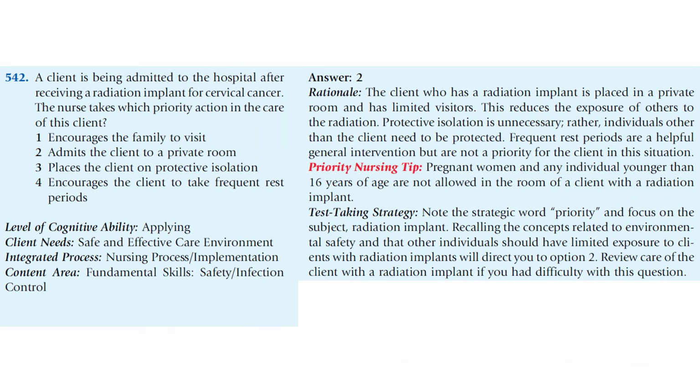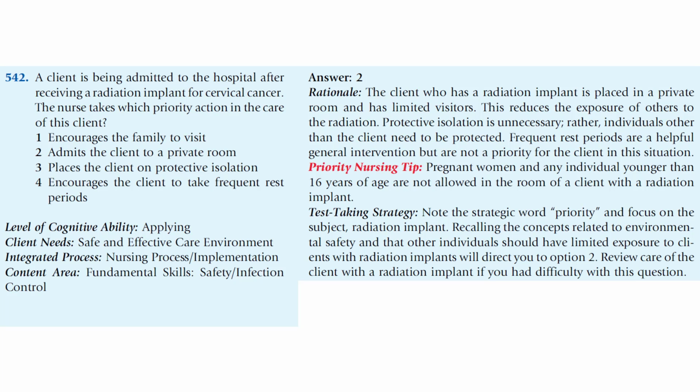542. A client is being admitted to the hospital after receiving a radiation implant for cervical cancer. The nurse takes which priority action in the care of this client? 1. Encourages the family to visit. 2. Admits the client to a private room. 3. Places the client on protective isolation. 4. Encourages the client to take frequent rest periods.